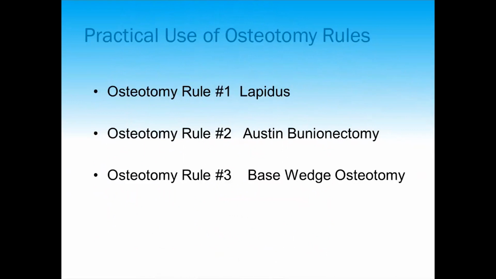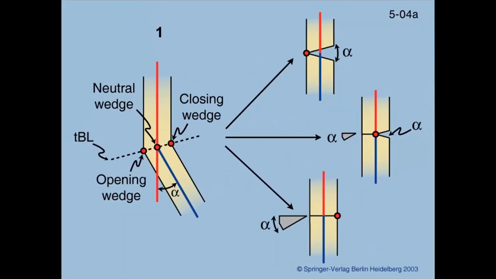So it's important to learn where you need to create your osteotomy. These are called the Osteotomy Rules, and I'm going to take you through these 3 rules, which are very important to understand why we do what we do and how we do the procedure affects, of course, your overall deformity correction and alignment.